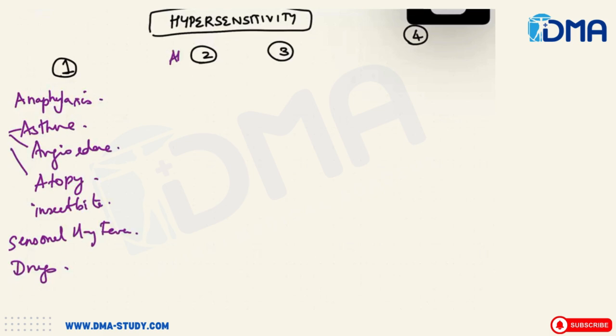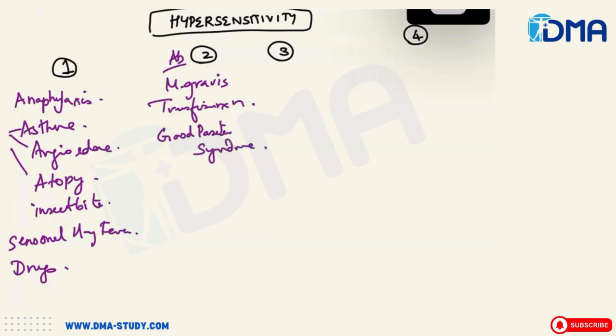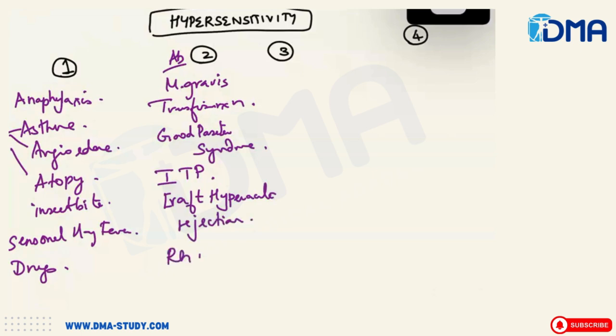Type 2 will be antibody mediated, and hence you will have myasthenia gravis, transfusion reaction, Goodpasture syndrome. What is Goodpasture syndrome? Antibody formed against the glomerular basement membrane. ITP means idiopathic thrombocytopenic purpura. Then graft versus host disease, graft hyperacute rejection. This is a type 2 hypersensitivity reaction. Rheumatic fever, Rh incompatibility.